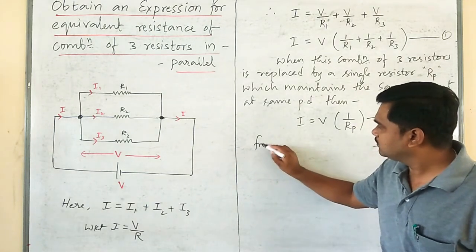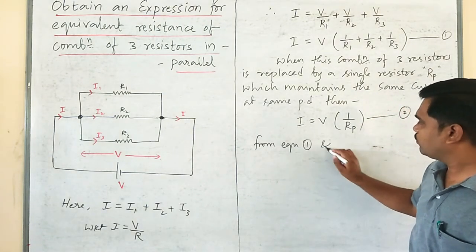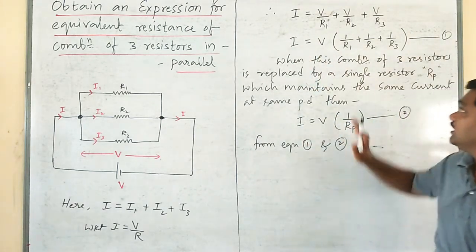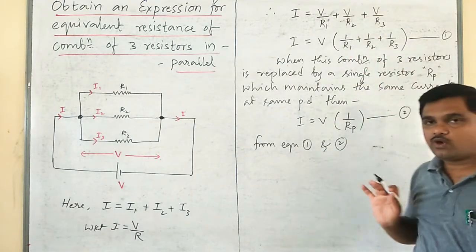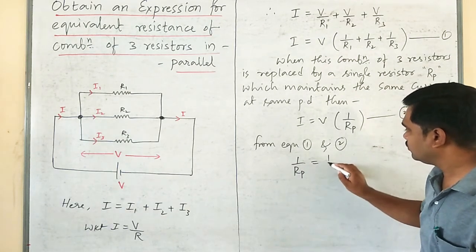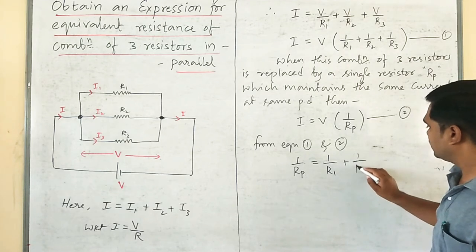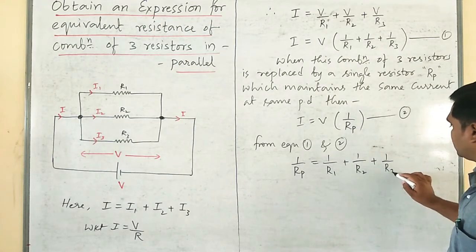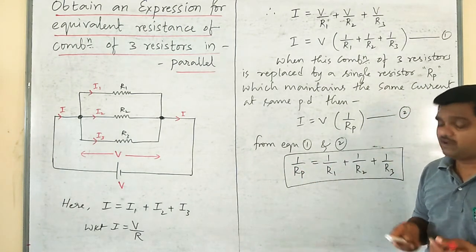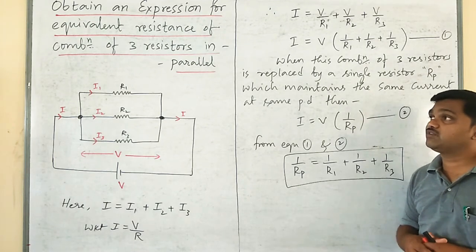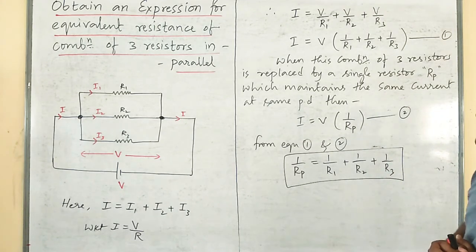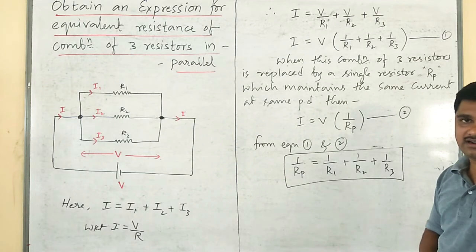From equations 1 and 2, in place of I is there, in place of V is there, in place of 1 by R1, 1 by R2, 1 by R3, 1 by RP is there. Therefore, 1 by RP is equal to 1 by R1 plus 1 by R2 plus 1 by R3. So this is the expression for the equivalent or effective resistance of a combination of three resistors when they are connected in parallel. Okay, see, like this you get a 5-mark derivation.